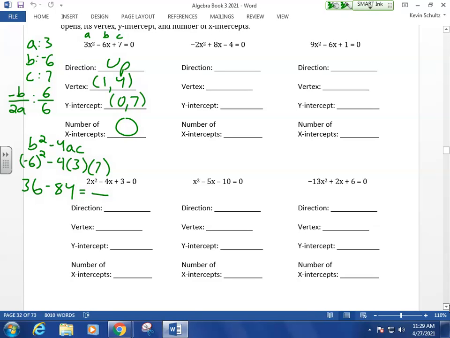Check out my circle game, by the way. That's a pretty decent one. If I connected it at the top, that'd be a pretty good circle. Yeah. Okay?